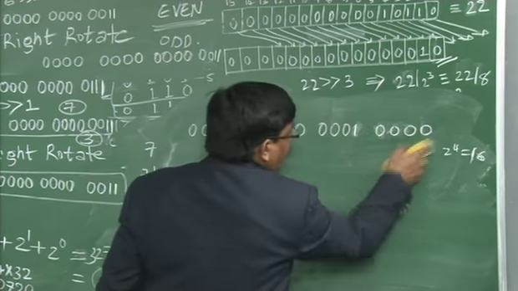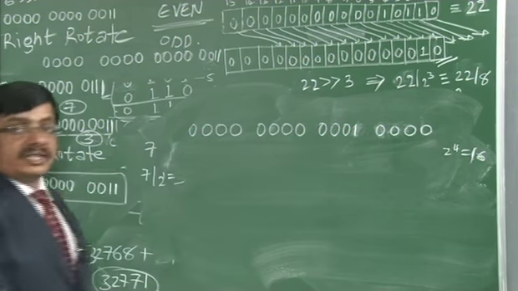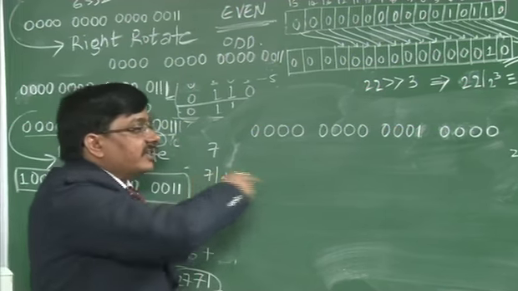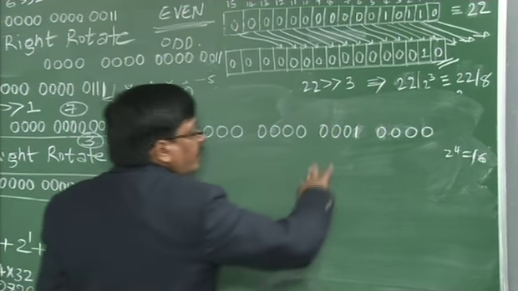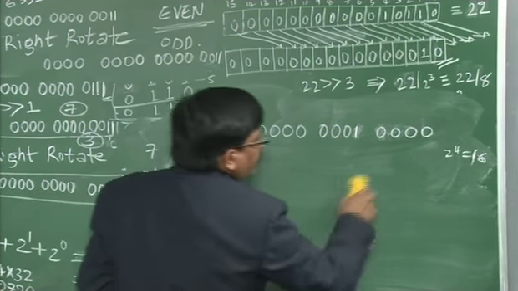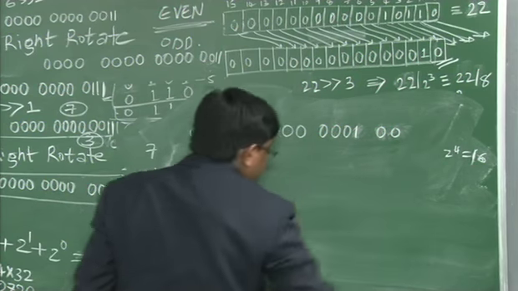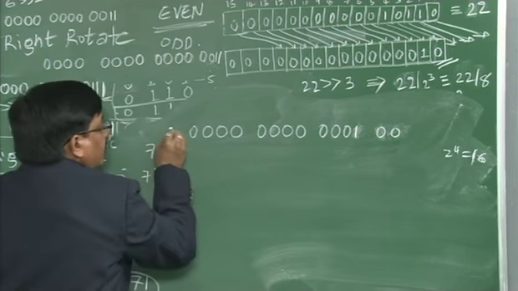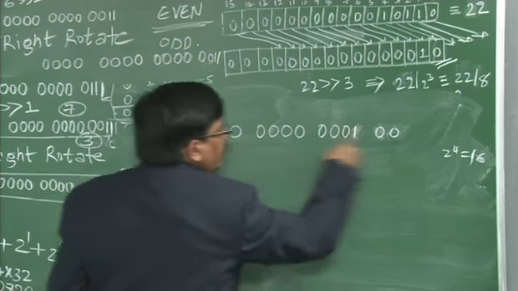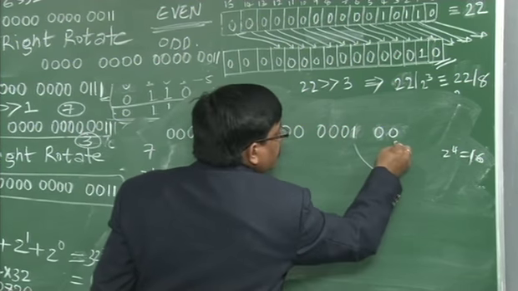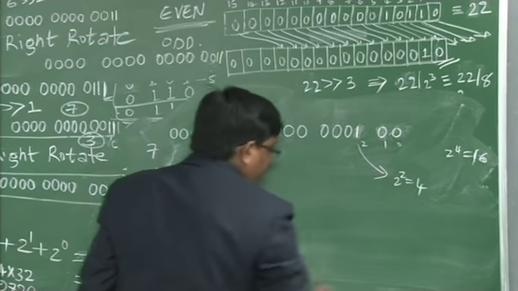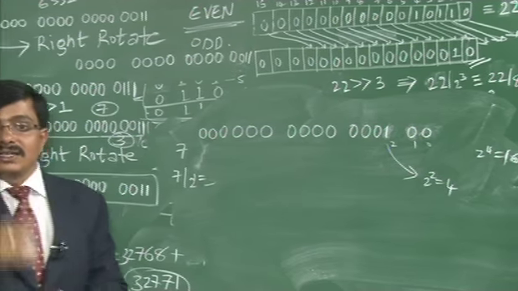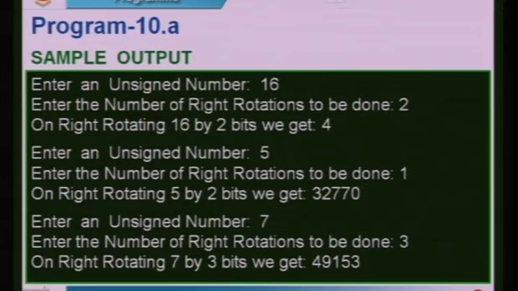Fine. Now, when I perform this right rotation by 2 bits, this is the same as right shifting by 2 bits. These two zeros will come here and then we get the result. When I perform the right shift here, the 2 bits, these two zeros, will be taken out and added at the other end. So this binary sequence corresponds to 2 raised to 2, which is 4. The value we get is 4. So on right rotating 16 by 2 bits, we get the value 4.